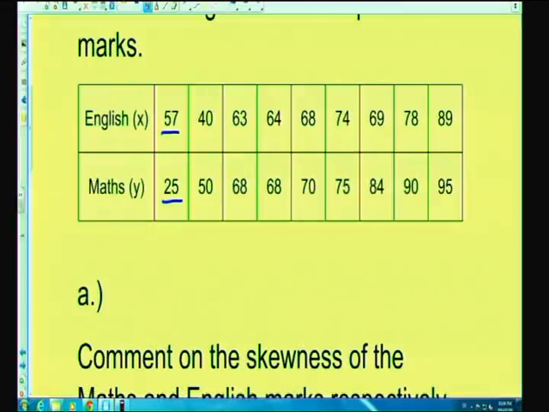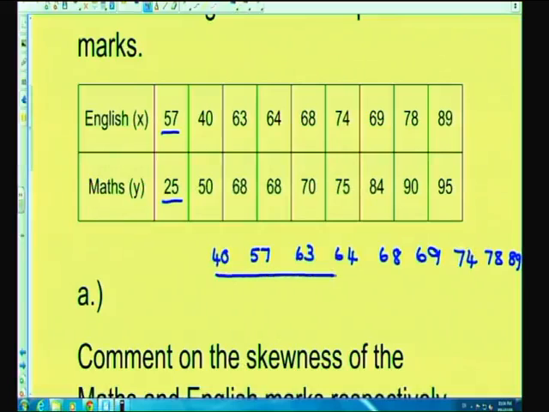So let's start with English. The first thing I'm going to do is order my English marks from smallest to biggest. So 40 is my smallest, 57 is sort of in the middle there, 63 over there, 64 over here, 68 over here, 69 first, then 74, then 78, and last but not least, 89. I haven't done a very good job of putting my 40 in the right spot, so let's just move it over there. Now, to get our median, we have 9 bits of data.